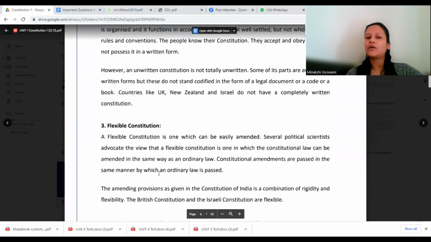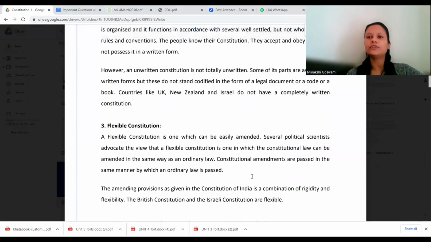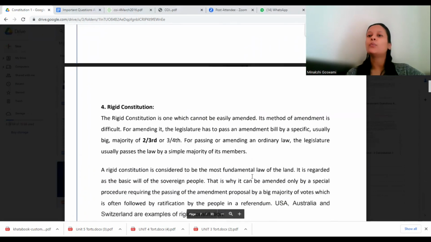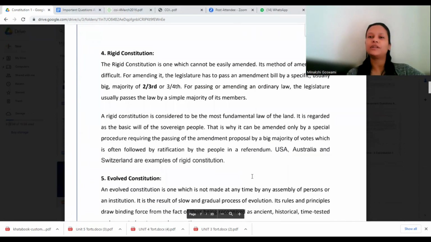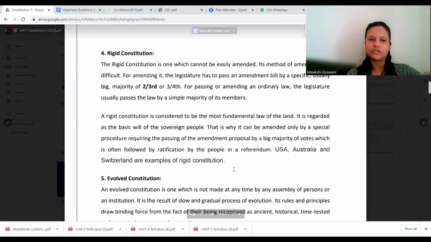But when we talk about India, it is a combination of both rigidity and flexibility. We have three different processes for three different types of provisions. I think the amendment procedure is included in your constitution too, not in one place. So it mentions those different provisions or procedures.